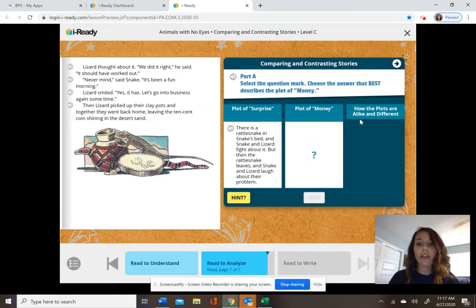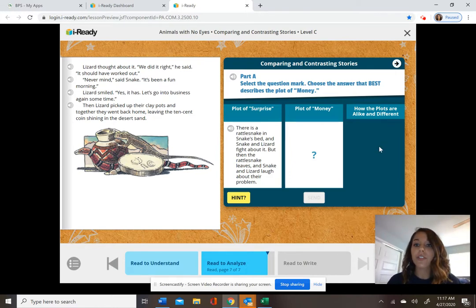Then you will pick how the plots are alike and how they're different, which it won't let me show here until I pick one. I have one for the next one, which is theme. So then you'll tell me how the plots are alike and different. The plot of this one says there's an issue, they fight about it, and the snake and the lizard laugh about their problem at the end. With money, they have an issue also, and it seems like they laugh about it at the end and are still friends.